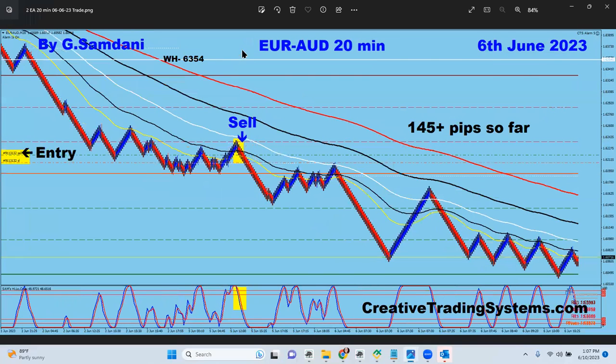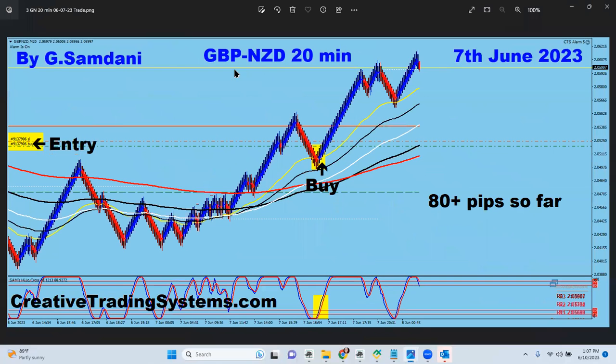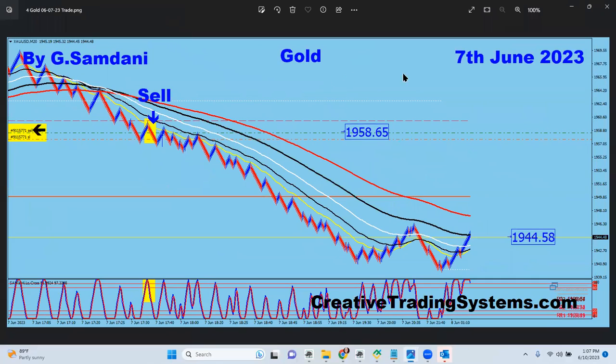And on the 6th, Euro-Aussie as well. This is a beautiful drop all the way to 145 pip. And on the 7th, pound Kiwi going to the upside, 80 pip. You can see the buy order here. And gold from 1958 to 1944. Beautiful entry here all the way down.